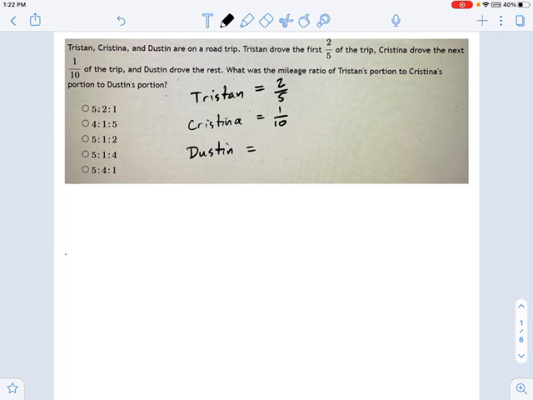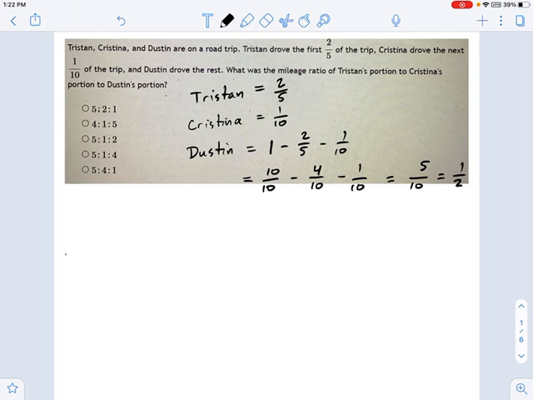So if Tristan drove 2/5, Christina drove 1/10, Dustin drove the rest, well, the rest is just the 1 mile minus Tristan's portion minus Christina's portion. Okay, well, we need common denominators to do this subtraction. So that's 10 over 10 minus 4 over 10 minus 1 over 10. 10 minus 4 minus 1, that's just 5. And we can simplify this. And look at that. Dustin drove half the trip.